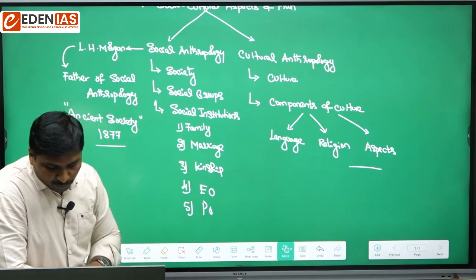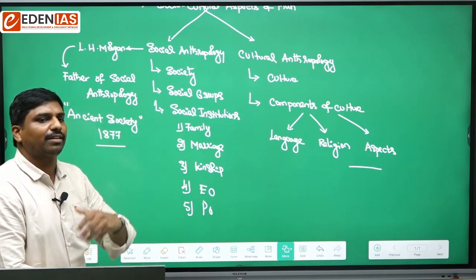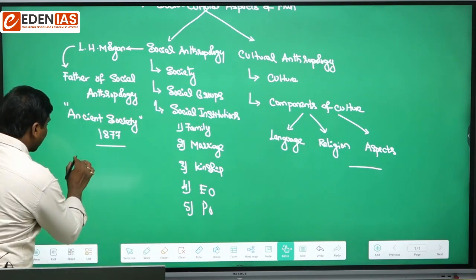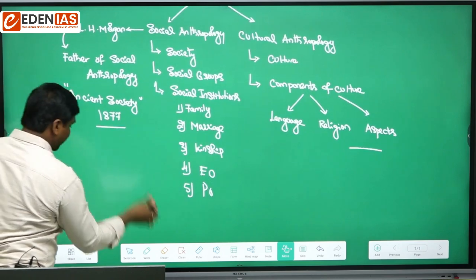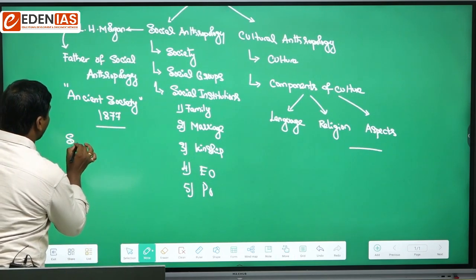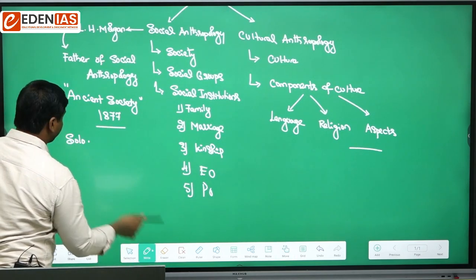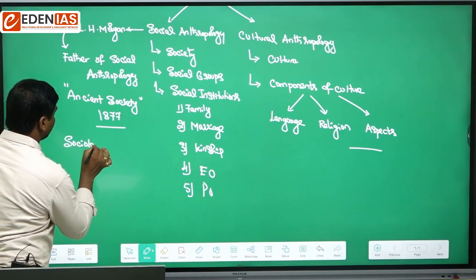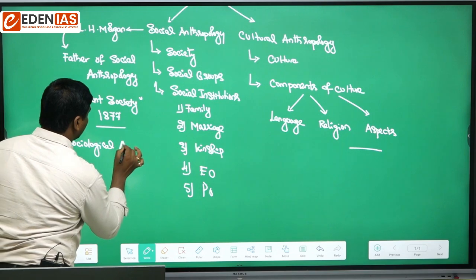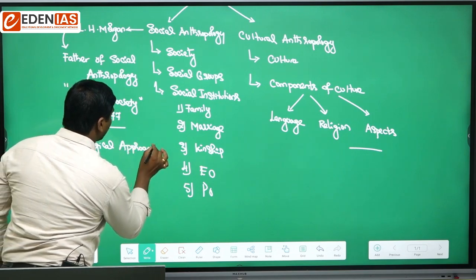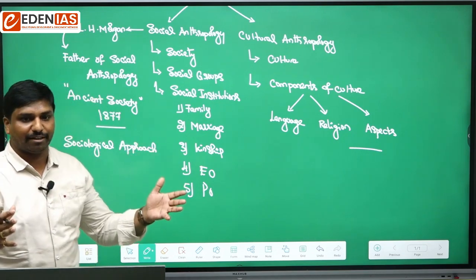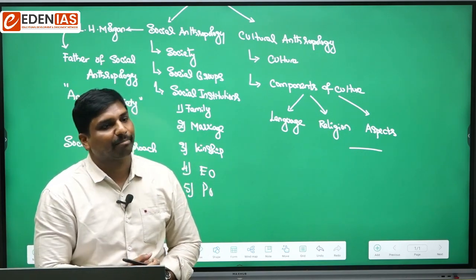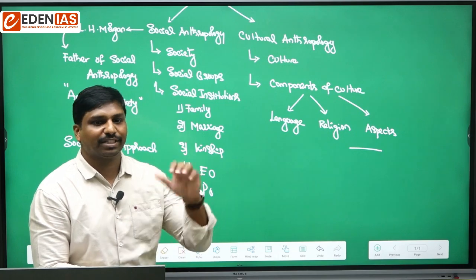In this book he has introduced various basic concepts related to society, right? By this way he has introduced a sociological approach to study man. That means sociologically how we can study man. So that has been done by him in a systematic manner through this book.